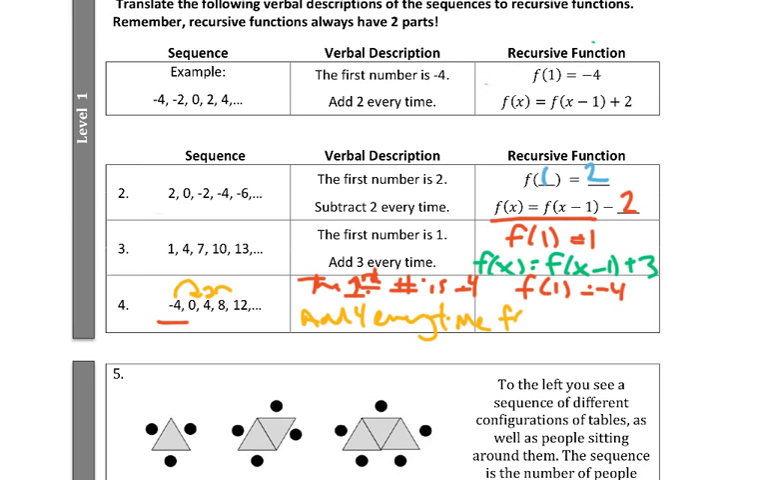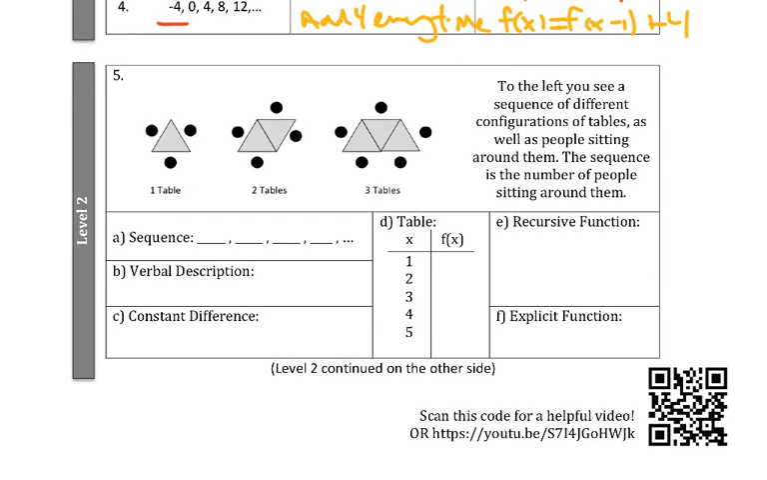So the way that I write that is f of x equals f of x minus 1 plus 4. Just like that. Okay, now for level 2, I'm going to give you a pattern, and your job is to write all of these different things with that pattern.